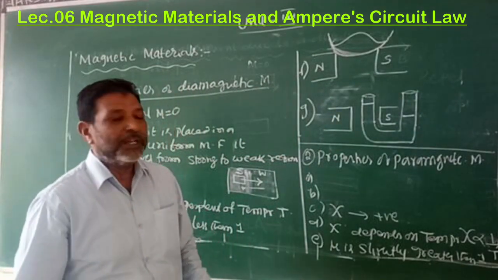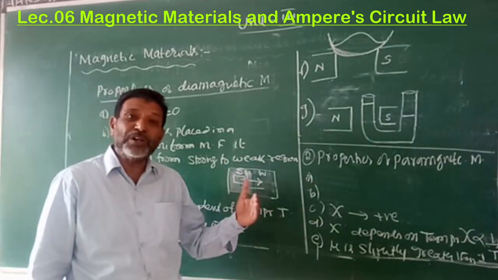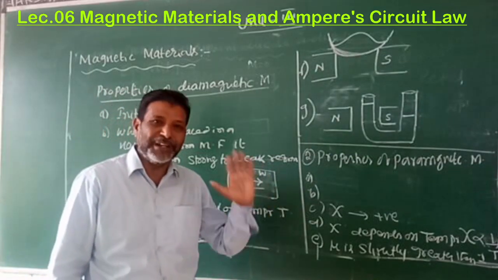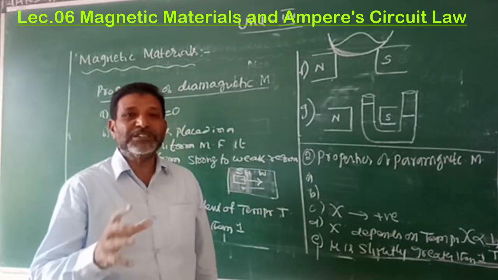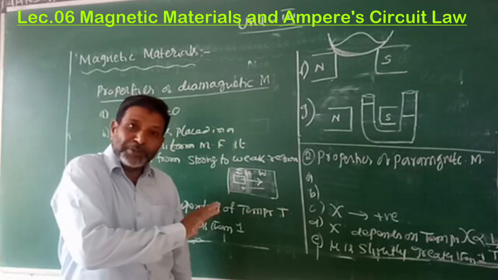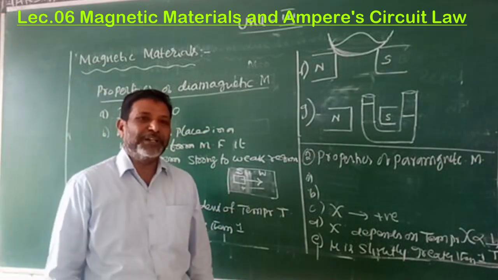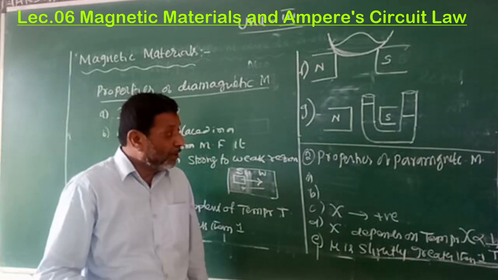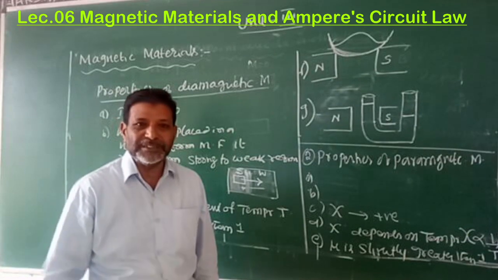The properties of the paramagnetic materials are almost opposite to the diamagnetic material, isn't it? If you remember the properties of the diamagnetic materials, looking at that you can very easily write the properties of the paramagnetic materials. Right. Now, coming to the ferromagnetic material.